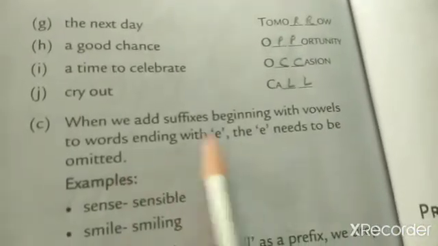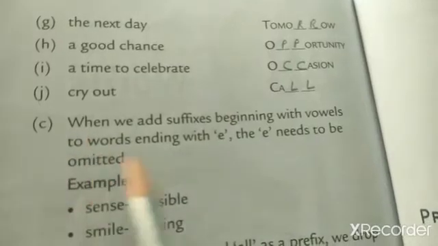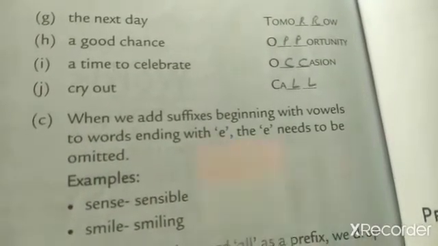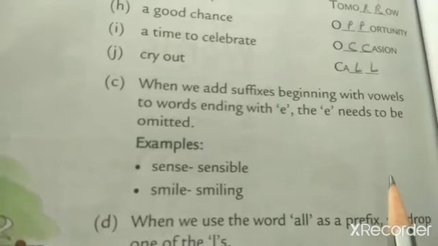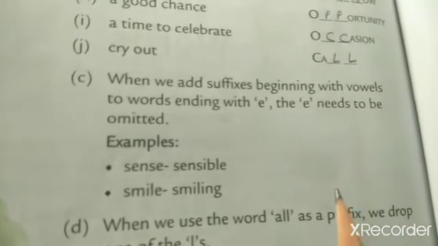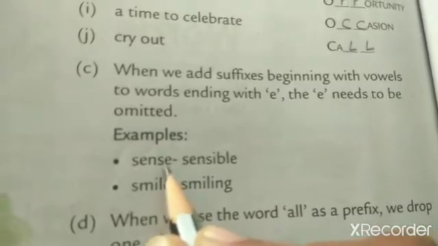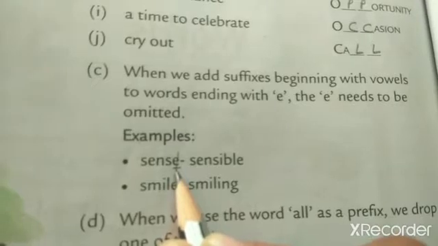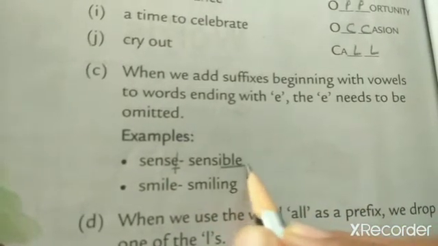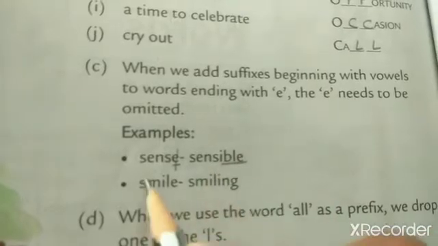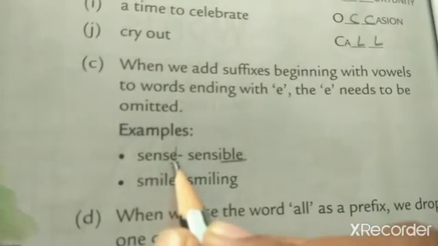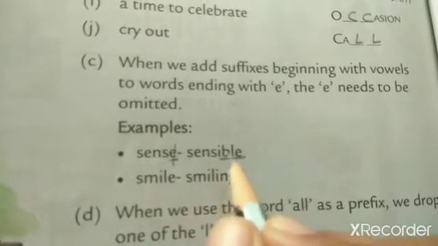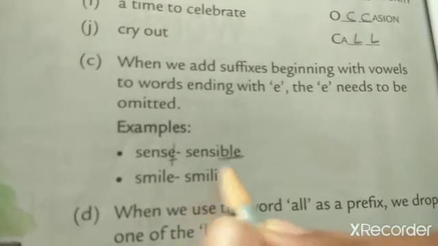When we add a suffix beginning with a vowel to words ending with E, the E needs to be omitted. So children, when we add a suffix at the end of the spelling and the word ends with E, as you can see in the example, we will omit this E and after that add the suffix, that is IBLE, sensible. Since E is there at the end, we remove that E and then make another word with it, and that is sensible.